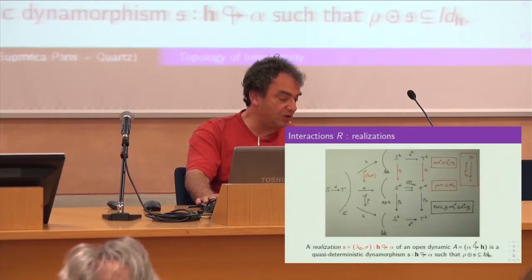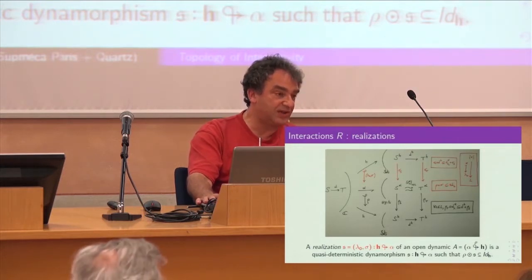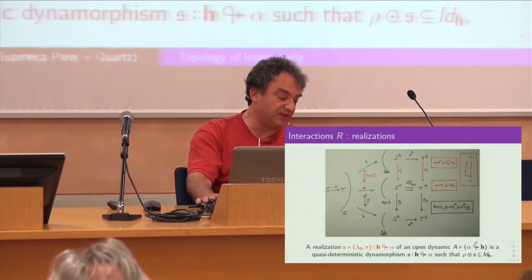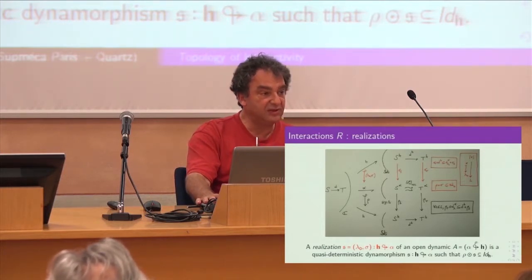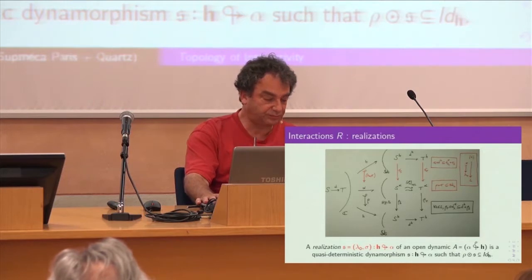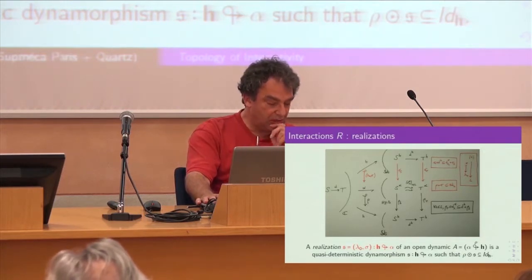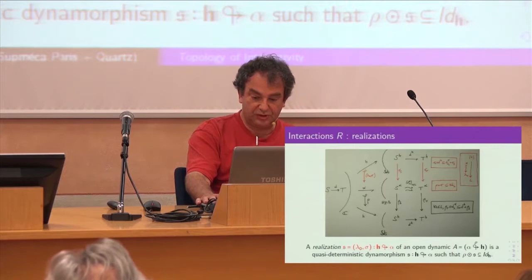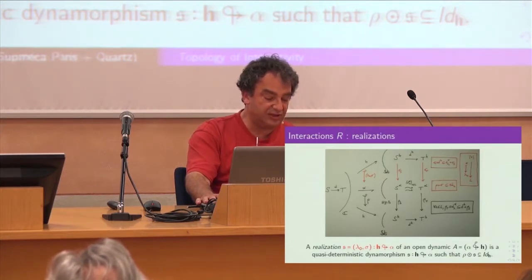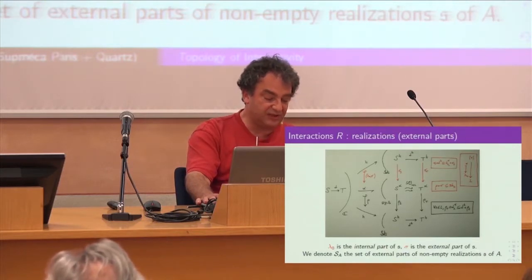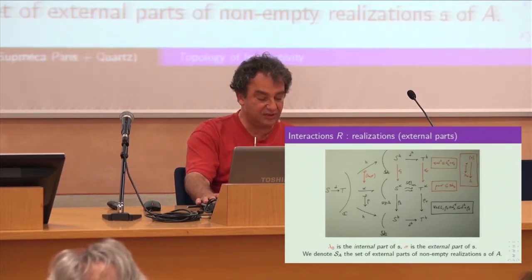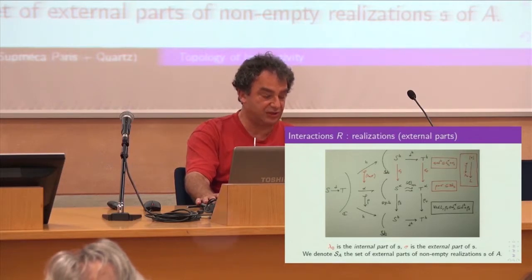We define a realization of an open dynamic as a quasi-deterministic dynamorphism from its clock to its multidynamics with a lax constraint that ensures that the date of the state of the dynamic at a given instant is this instant. And the parameter of a realization is called its internal part, and the function that associates states with instants is called the external part of the realization.